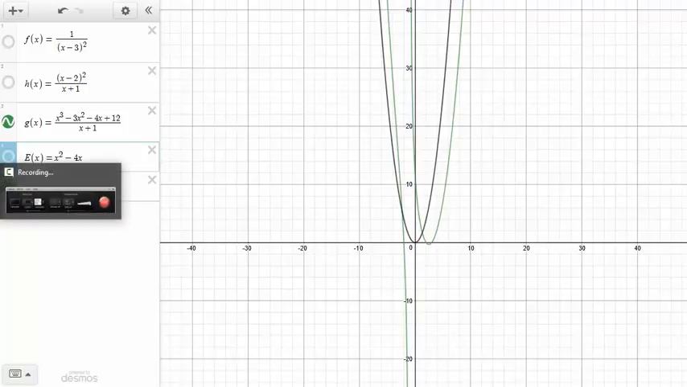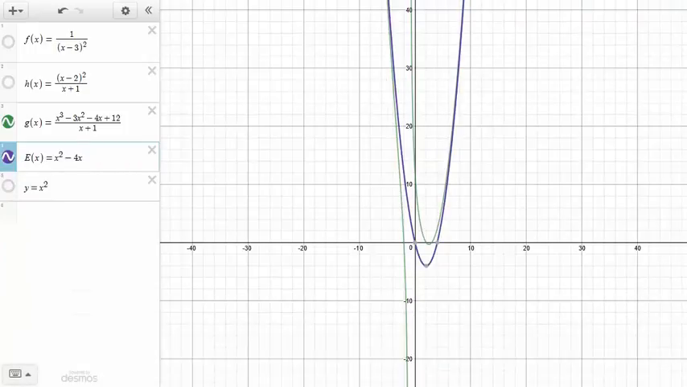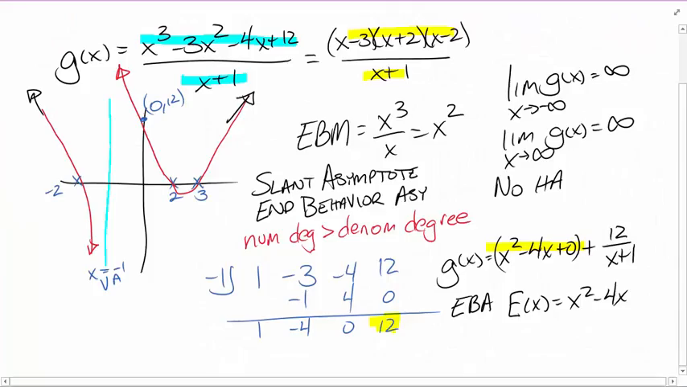Unlike x squared, where they're close, these two have a lot of precision here, e of x and g of x. So that's going to be our end behavior asymptote. It's better than x squared. It will still have the same end behavior, ending up and up. The limits are not changing, but our end behavior asymptote will be a little more precise than just x squared.